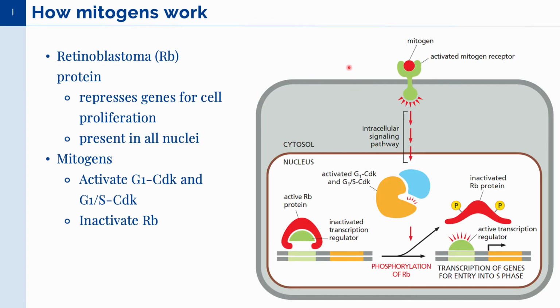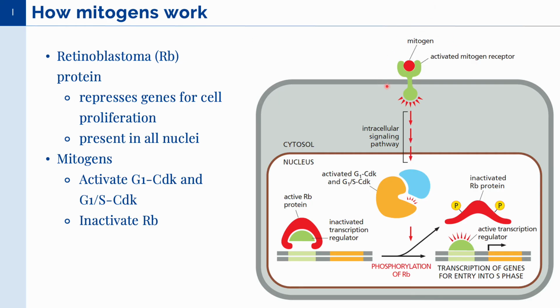In this figure, we can see one example of how mitogens work in the cell. The specific example given here is the effect of mitogens on the protein called the retinoblastoma, or the RB protein. Normally, this protein represses genes for cell proliferation, and we can find it in all nuclei. So as long as this protein remains active, the cell cannot move into the other phases of the cell cycle.